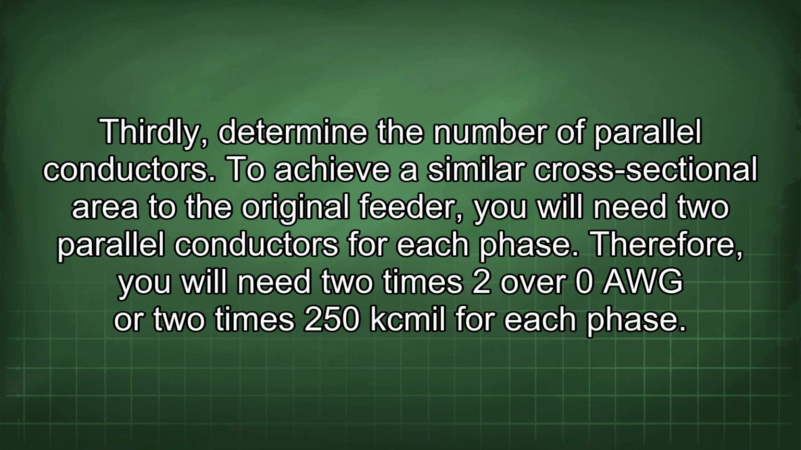Thirdly, determine the number of parallel conductors. To achieve a similar cross-sectional area to the original feeder, you will need two parallel conductors for each phase. Therefore, you will need 2 times 2/0 AWG, or 2 times 250 kcmil for each phase.